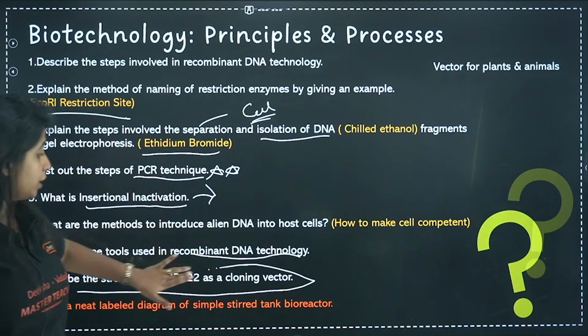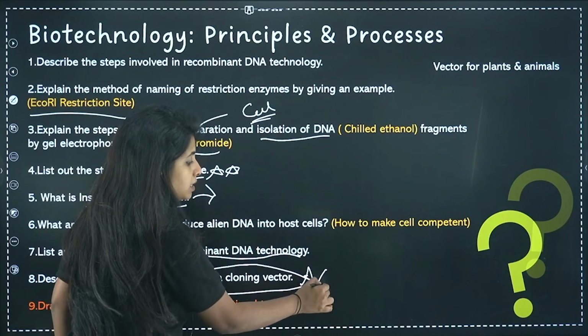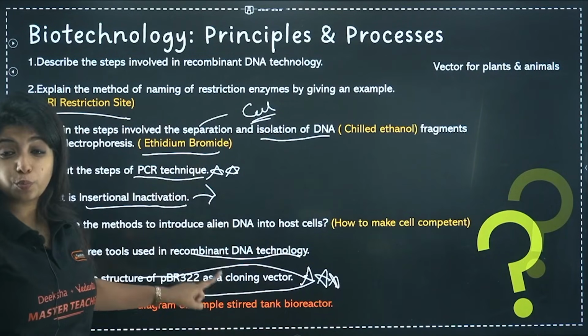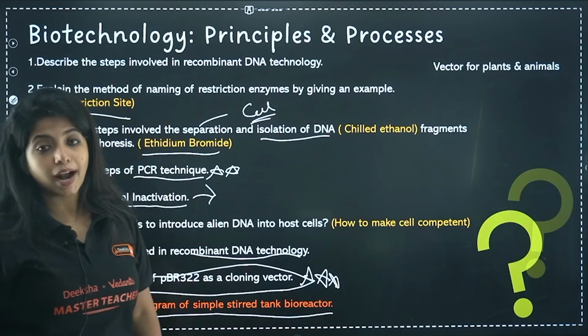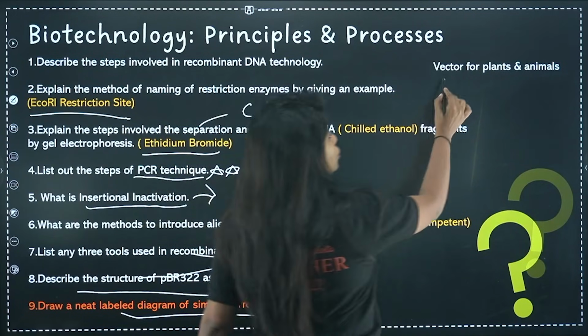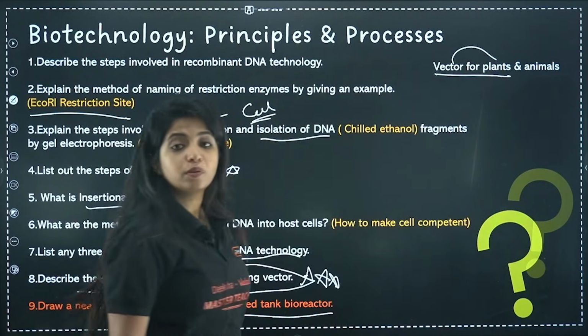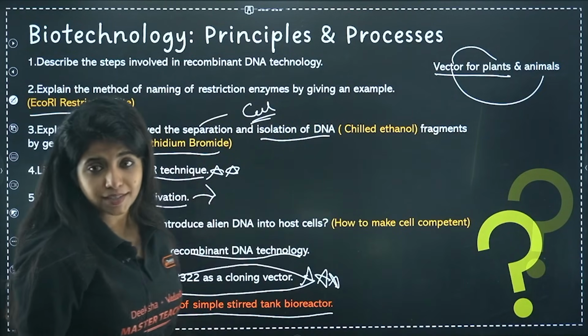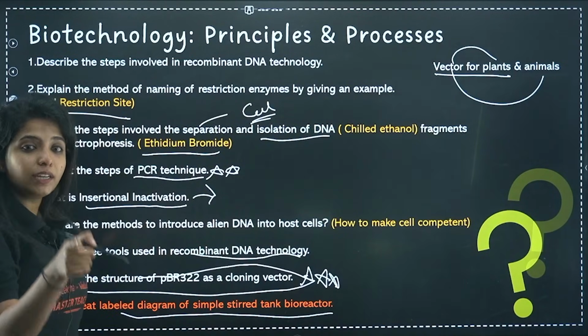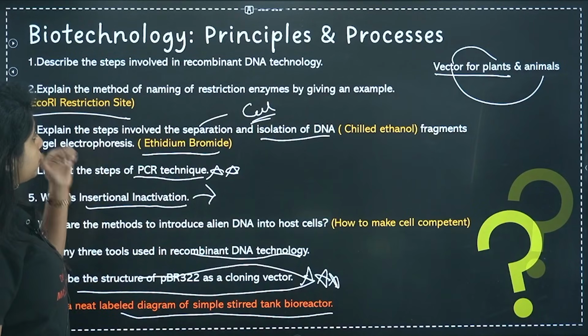Now list any 3 tools used in recombinant DNA technology. Describe the structure of pBR322. Please know where the restriction enzyme sites are and everything. Super important from this chapter. Draw a neat labeled diagram of a simple stirred bioreactor. Now they can ask you what are the vectors used for plants. It is Agrobacterium tumefaciens. What is a vector used for animals? It is always a retrovirus. It is always a disarmed retrovirus. So all of it, please know.